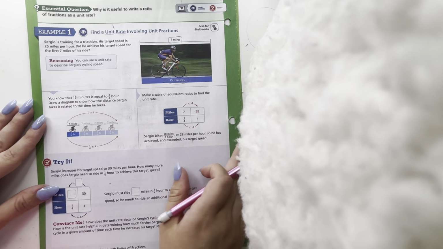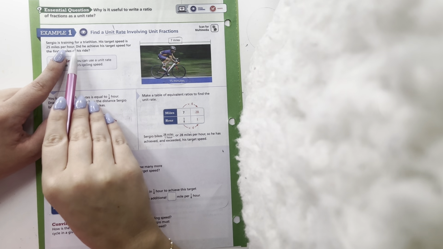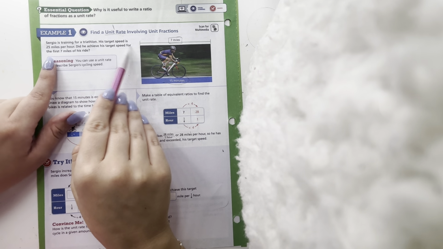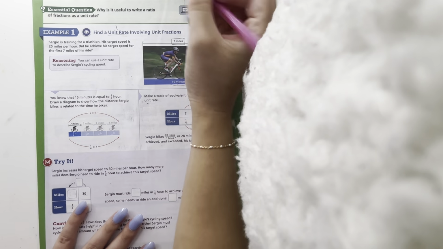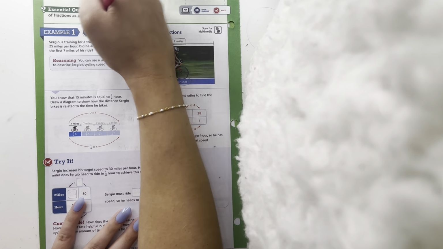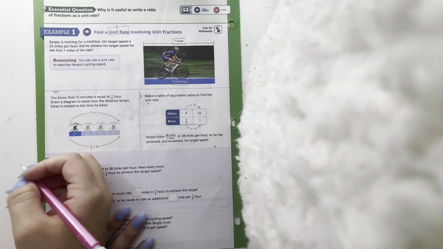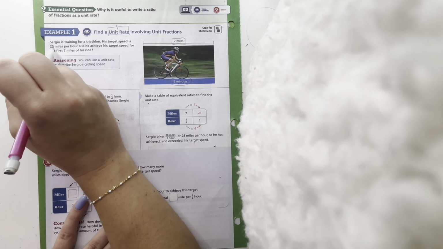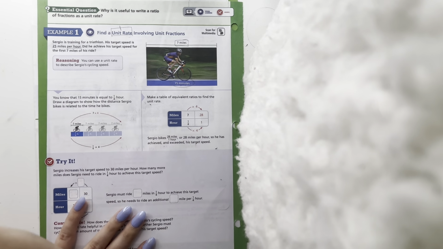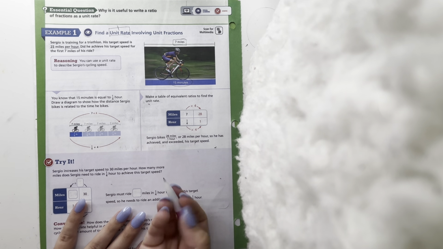It says, Sergio is training for a triathlon. His target speed is 25 miles per hour. Did he achieve his target speed for the first 7 miles of his ride? So, I need to figure out the unit rate, which we talked about yesterday, to figure out how many miles he goes per 1 hour, because I'm given that his target speed is 25 miles per hour. So I need to see if he keeps up this pace, is he going to go 25 miles per hour?